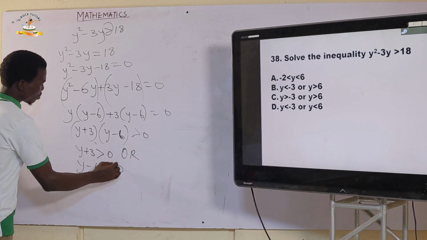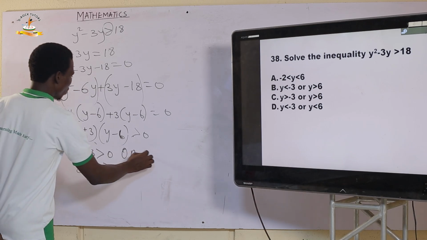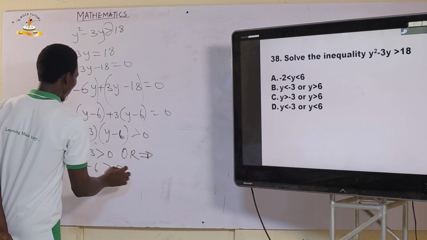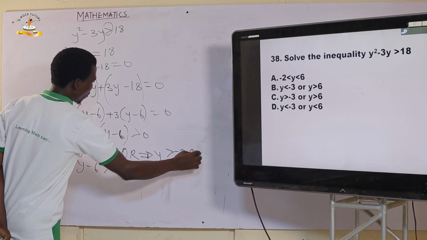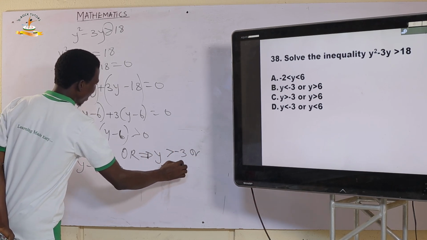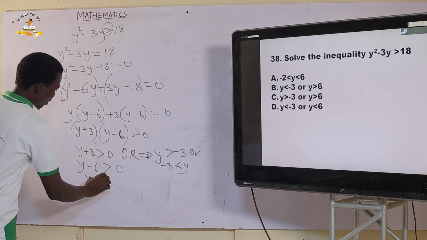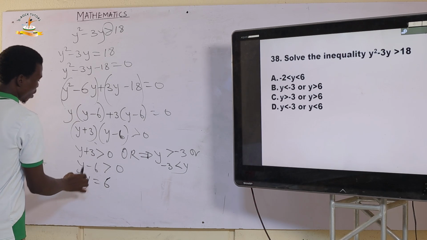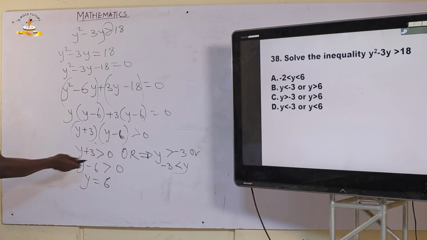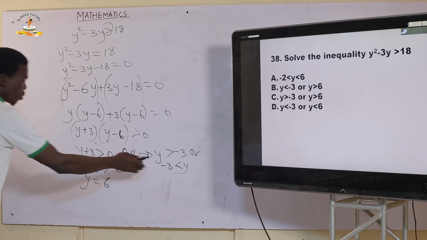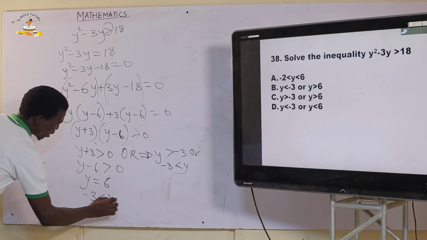So y plus 3 is greater than 0 or y minus 6 is greater than 0. If y plus 3 is greater than 0, what is the implication? It implies that y is greater than minus 3, or the other way you can say minus 3 is less than y. Here it means y is greater than 6, because if you bring minus 6 here, it becomes plus 6. And what are your combination of results? You start from the minimum and end at the maximum.